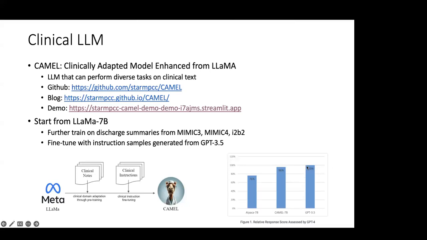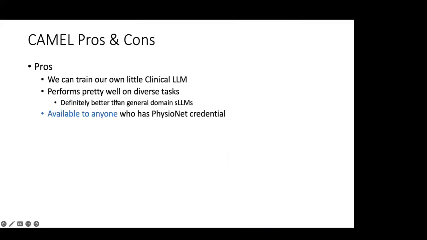So with GPT-3, we get a bunch of instruction following examples from GPT-3.5, and then we fine-tune Meta's Llama, and then we get Camel. And the good thing is that you can do it with a very affordable amount of money, like $700, maybe $800, just like Alpaca said. And it is available to anyone who has a PhysioNet credential.